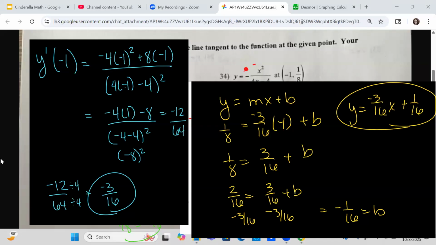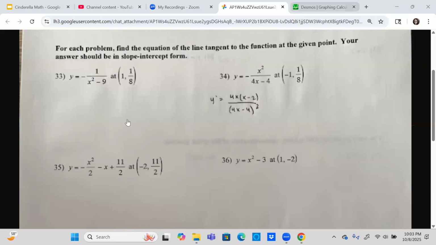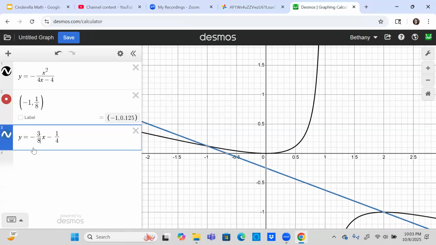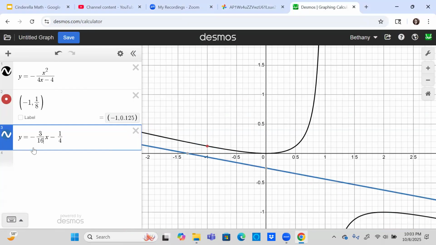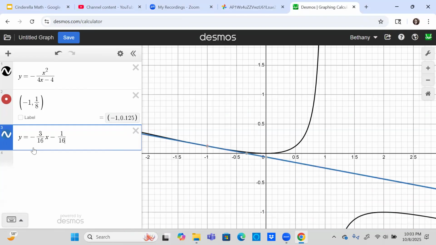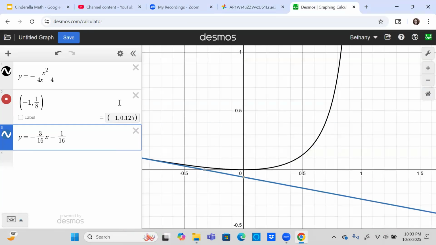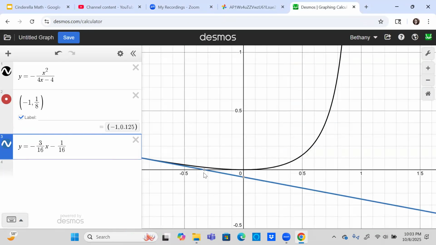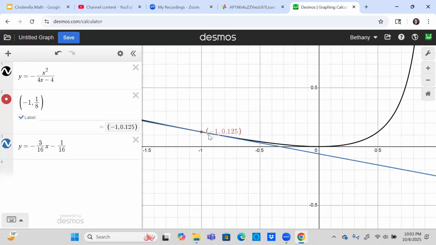All right, let me take that back to Desmos just with the answer. So that was negative 3/16, and then it came out as negative 1/16. That looks so much better. Yeah, that looks more tangent to the point of interest. Where is our point of interest? Let's label it. There it is. That looks so much better. Let me take it back to the wrong answer.